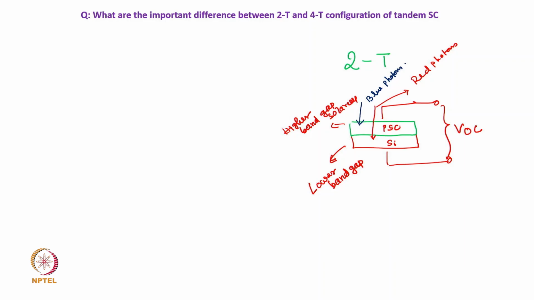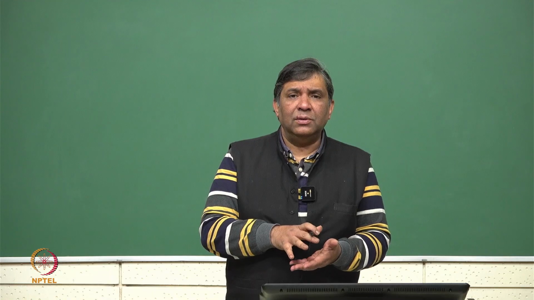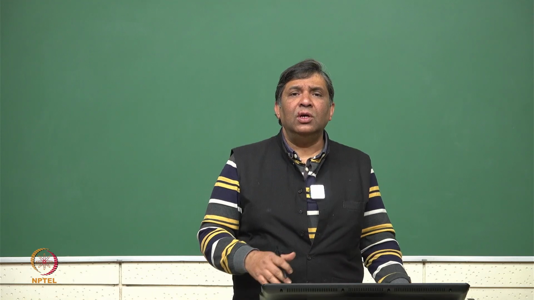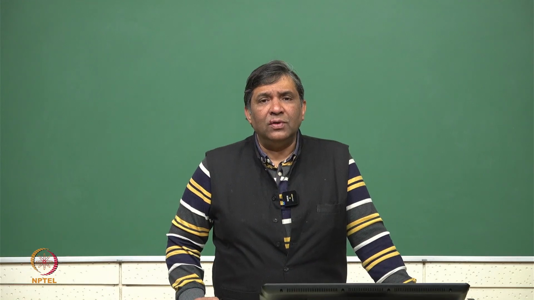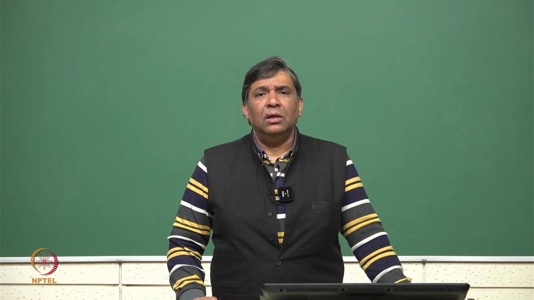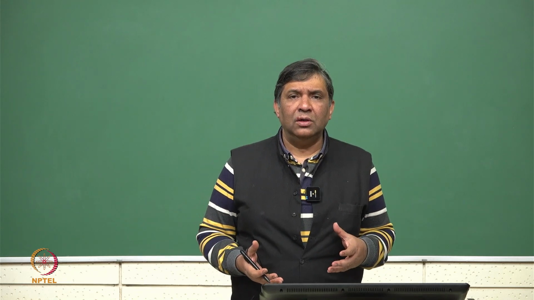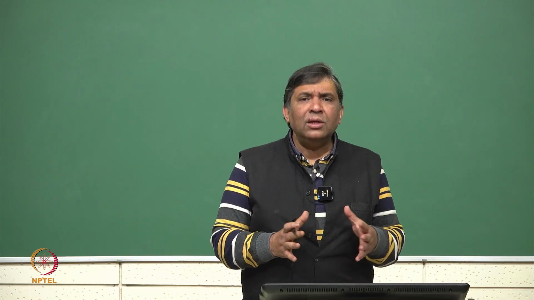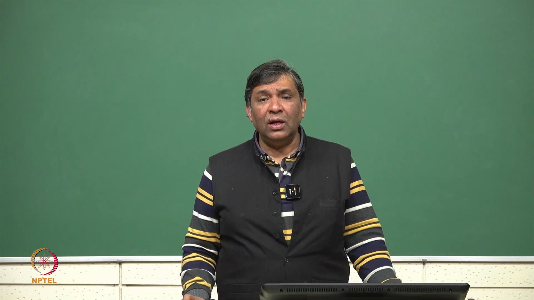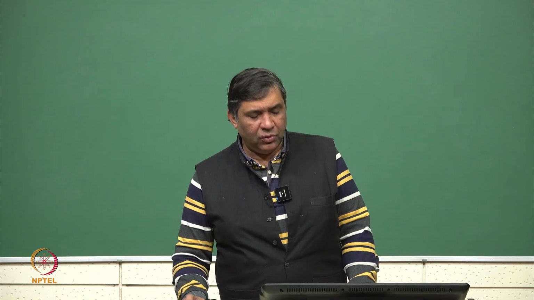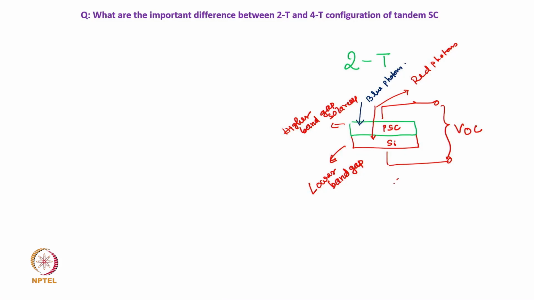So, they are integrated, and therefore, the important thing is that you can have a very good matching between these two solar cells, provided they are also electrically matched. So, the flow of charges should not be hindered in the interface. And then you get the VOC or open circuit voltage from the entire structure. This way you can make a relatively cheap solar cell as compared to 4T configuration, which I am showing now.